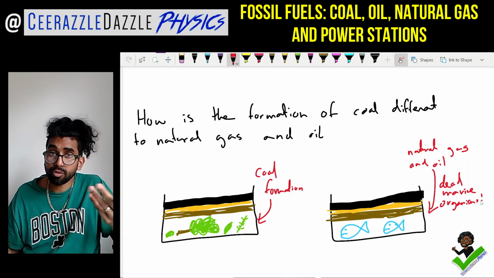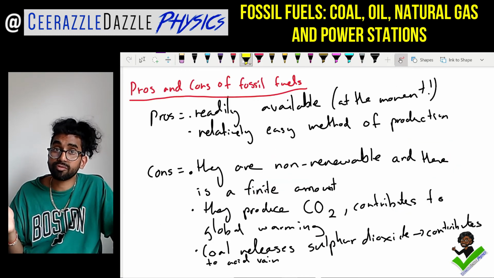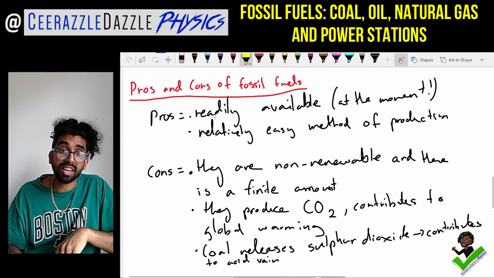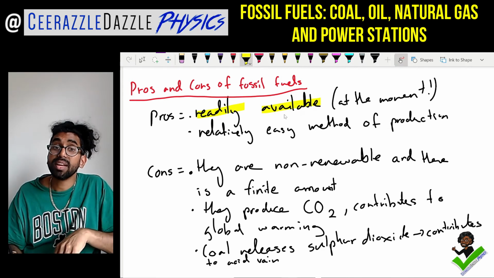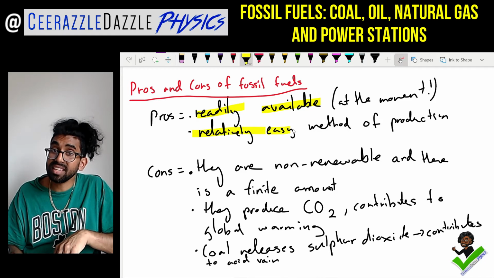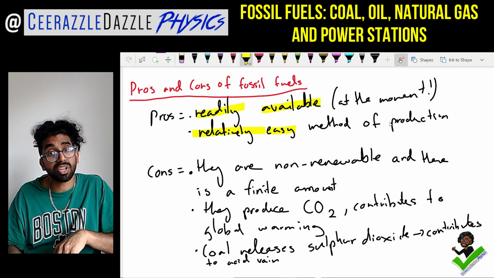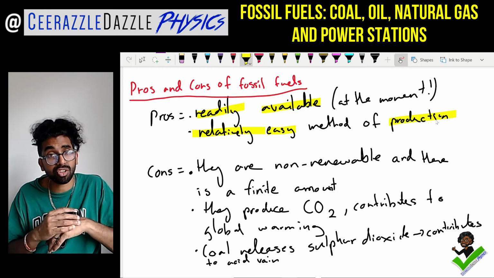Moving on from here, the pros and cons of fossil fuels. The pros are that fossil fuels are readily available and they are relatively easy in terms of production. Yes, a relatively easy method of production.